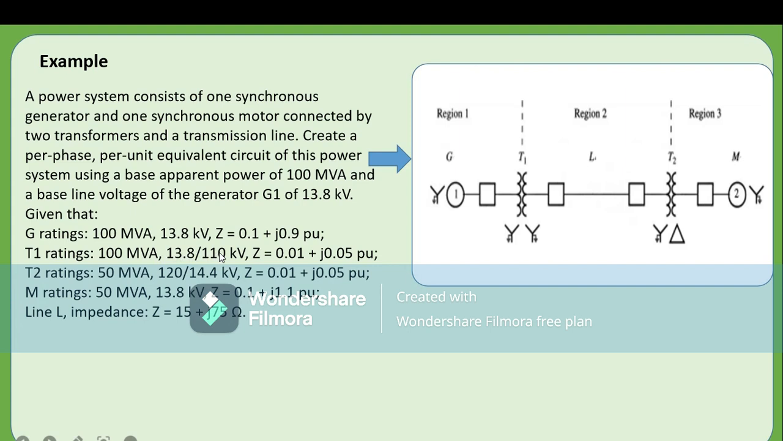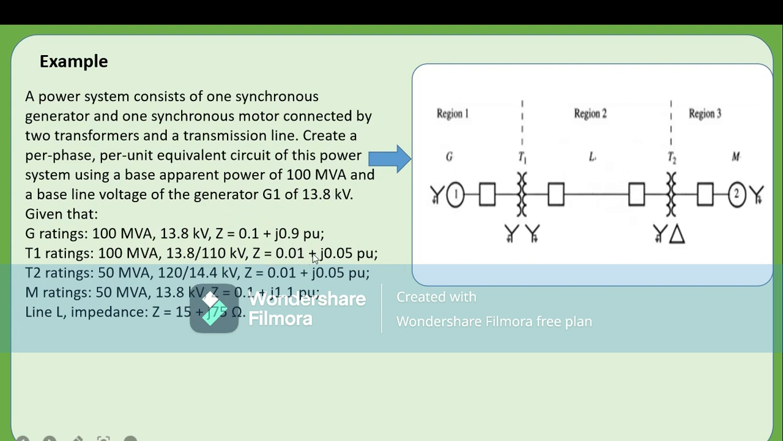We have its voltage. We have this. So for T2, we have that. Now you can see, if you look here, for T1, can you see this is 100 MVA? Can you see the per unit impedance given? We maintain the same base power as this, and the base voltage is the same.